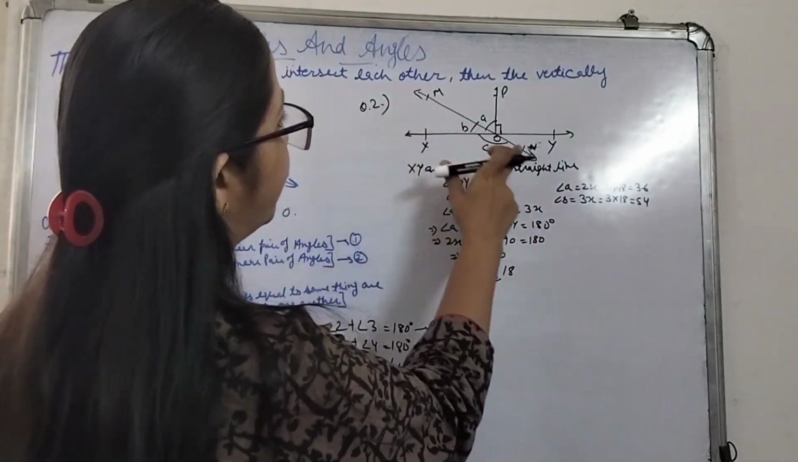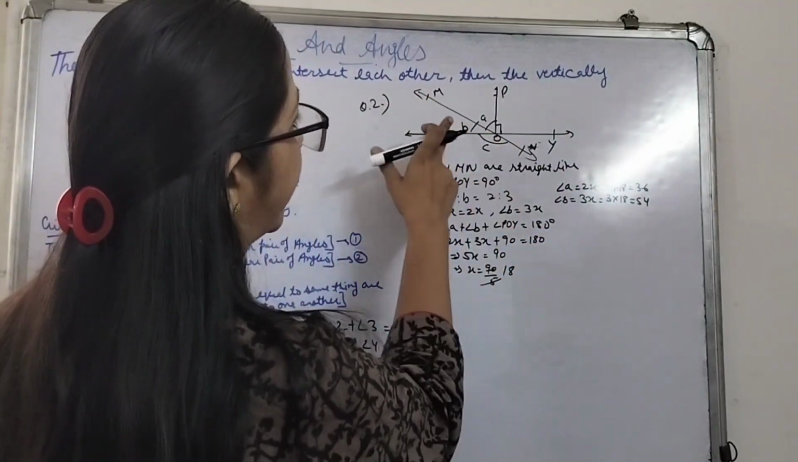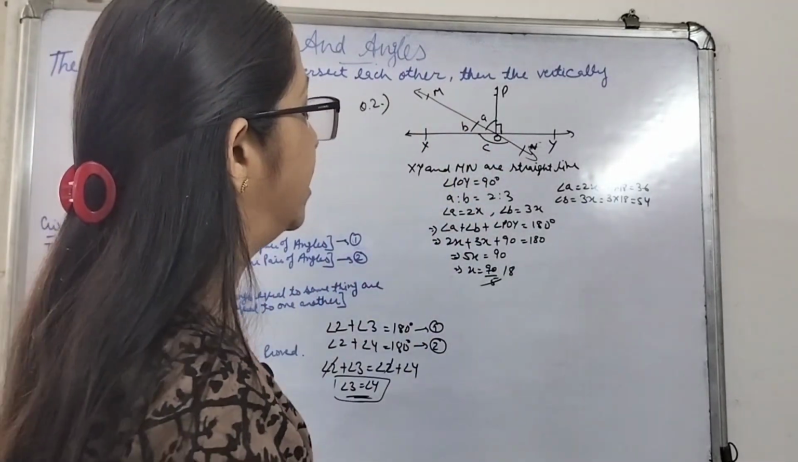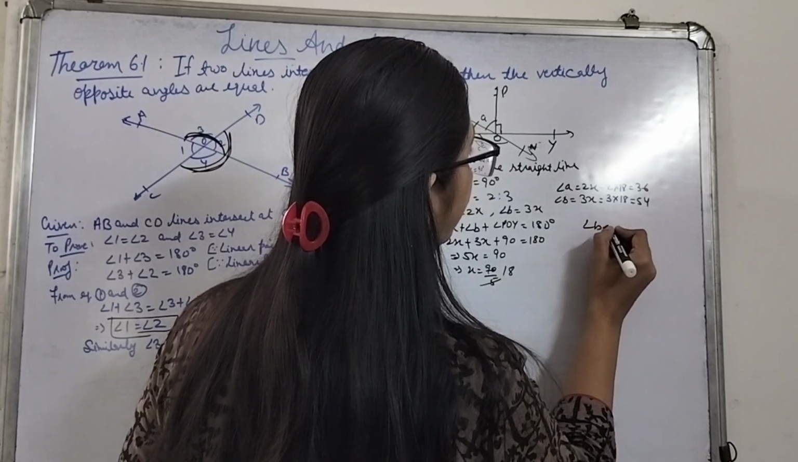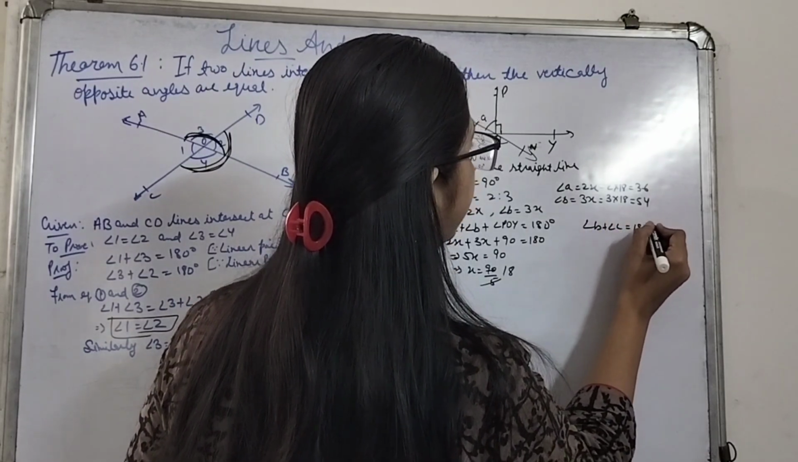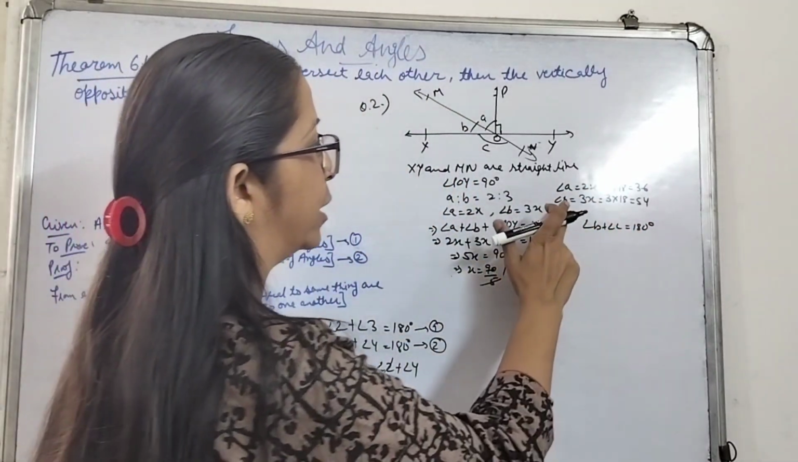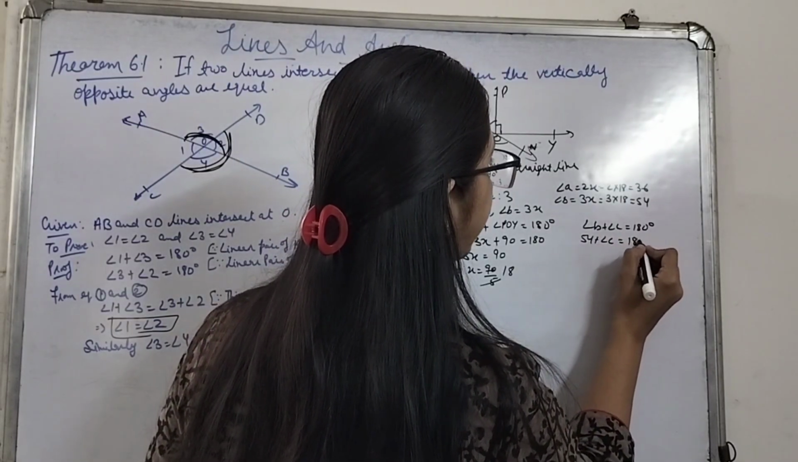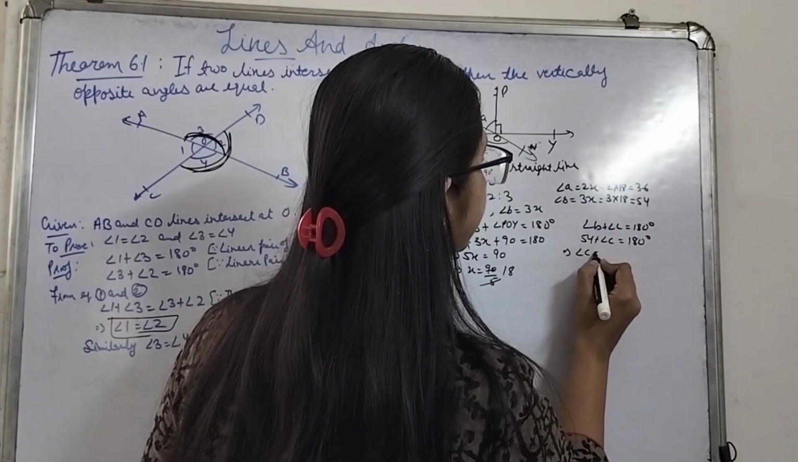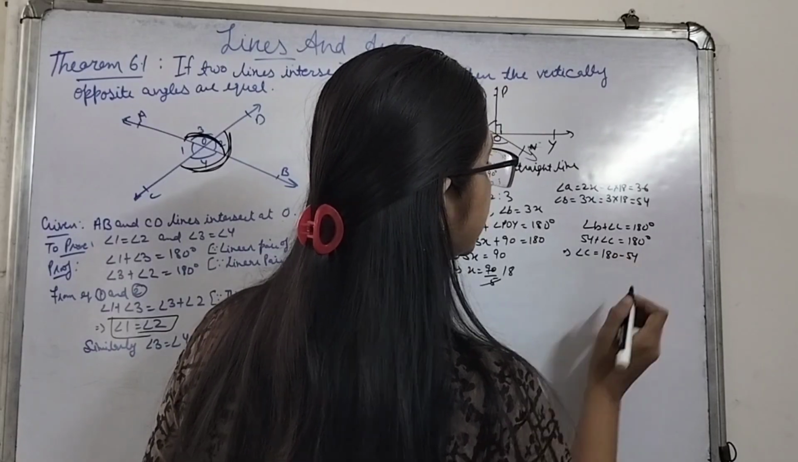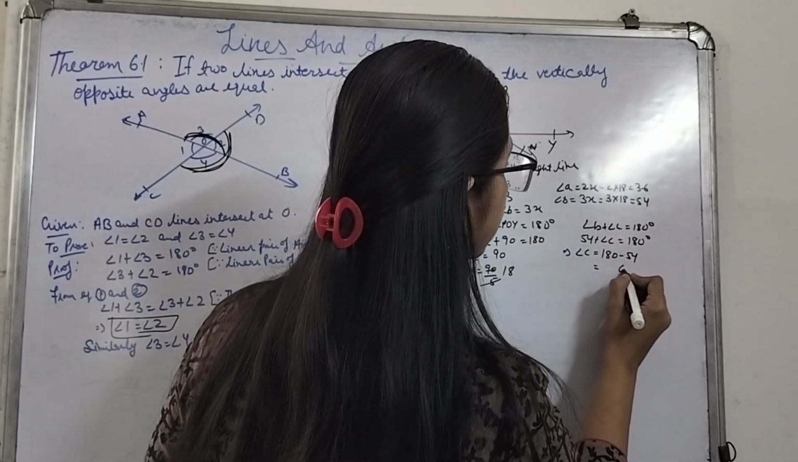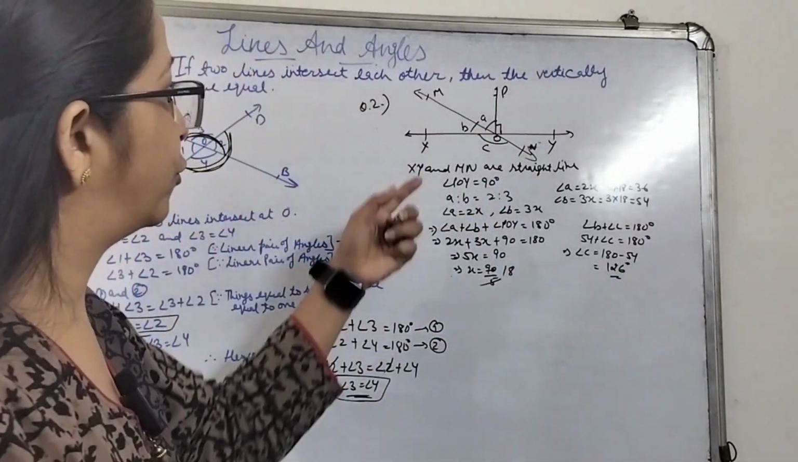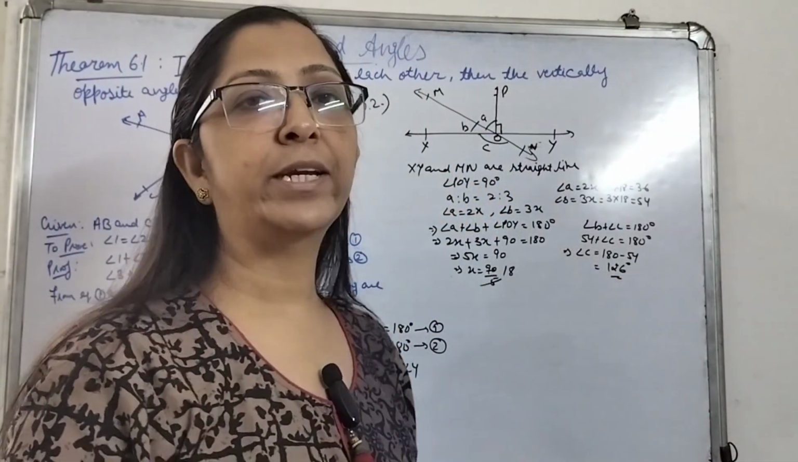Now we can see that MN is also a straight line. So angle B plus angle C will be 180 degrees because MN is a straight line. Just now we have seen that angle B is 54 degrees. So 54 plus angle C is 180 degrees, or we can say angle C will be 180 minus 54. That is 126 degrees, the measure of angle C. This is how we can find it out.